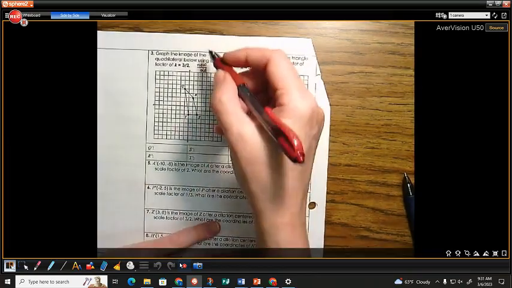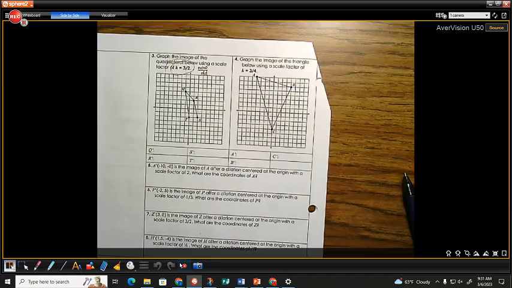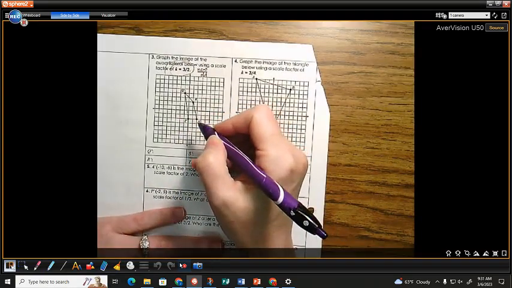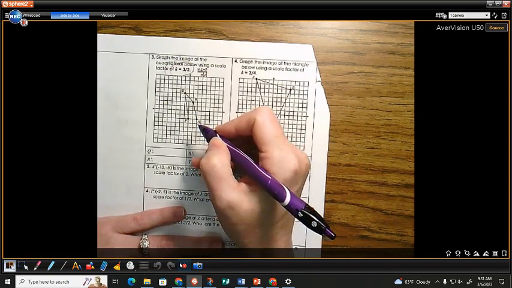So go ahead and find the image of this figure using the scale factor 3/2. See if you can do it with a fraction. You do not need a calculator. What do you have to do first? You have to find where all the points are.